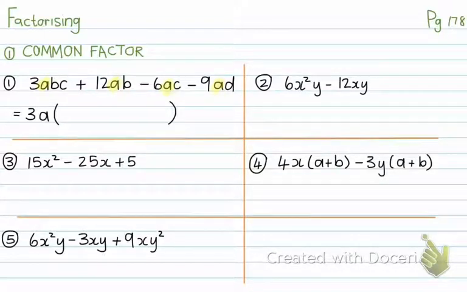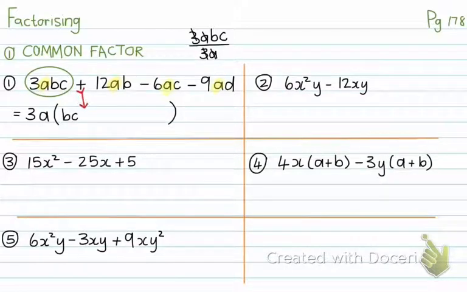So, how we determine what's left in the bracket is we take our first term. The first term is 3abc. Just write it somewhere in pencil. And you divide it by the common factor that you took out, which is 3a. Now you will see the 3s will cancel out, the a's will cancel out, and what is left? Only bc. All right. Now I keep this plus here.